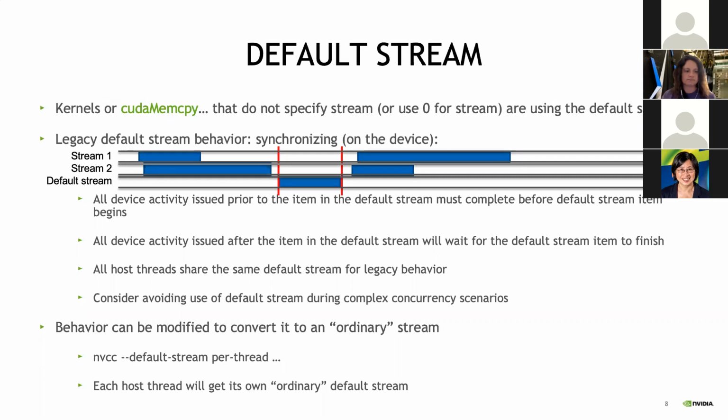This behavior can be modified to convert it to an ordinary stream. Without this special behavior, by using the --default-stream per-thread flag when you compile your application with NVCC, each host thread will get its own ordinary default stream that won't block on the entire device.